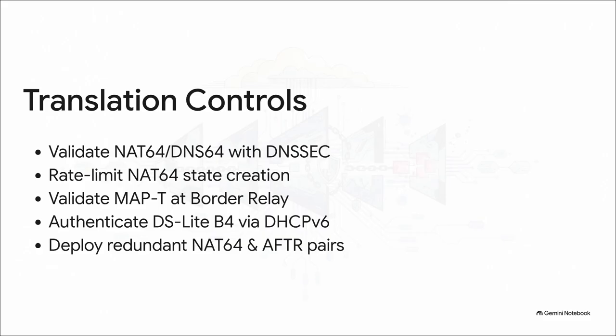For mapping mechanisms like MAP-T, strictly validate source addresses and ports at your border relays against assigned rules. What about Dual-Stack Lite? If you use DS-Lite, make sure you authenticate the remote B4 elements via DHCPv6 to block spoofing. Finally, for basic operational reliability, always deploy redundant NAT64 and AFTR pairs with state synchronization. You don't want a single hardware failure dropping your entire translation boundary.